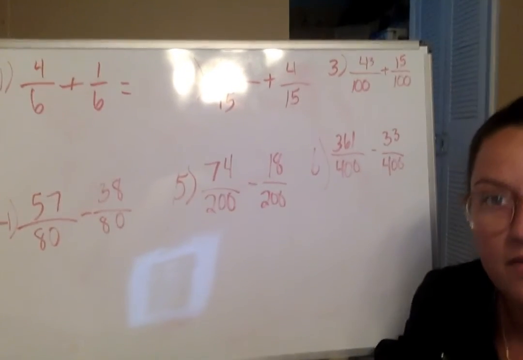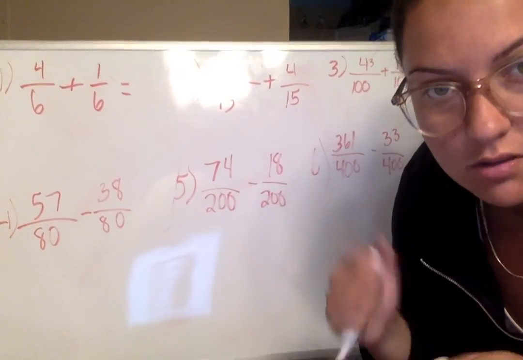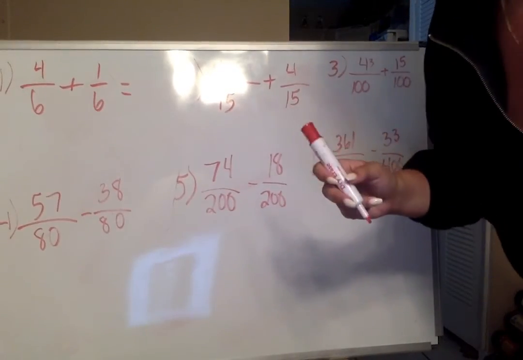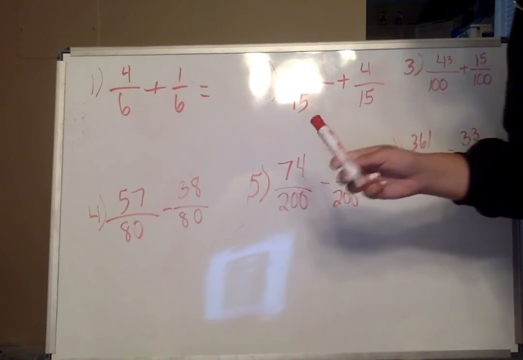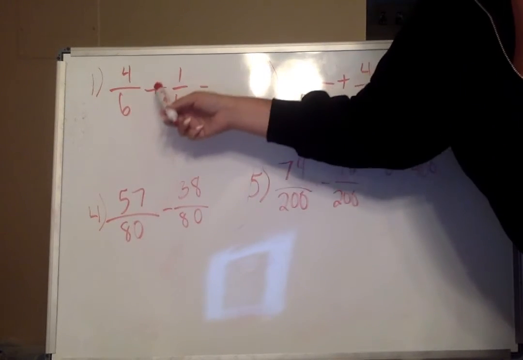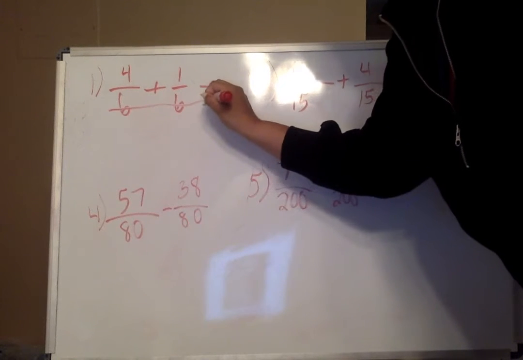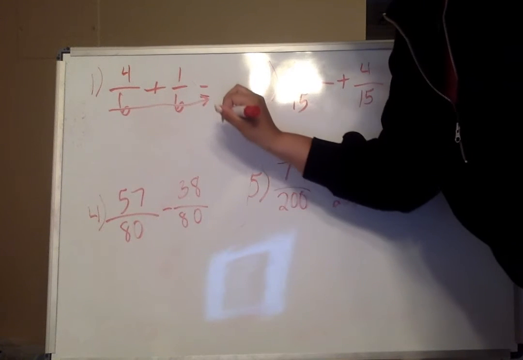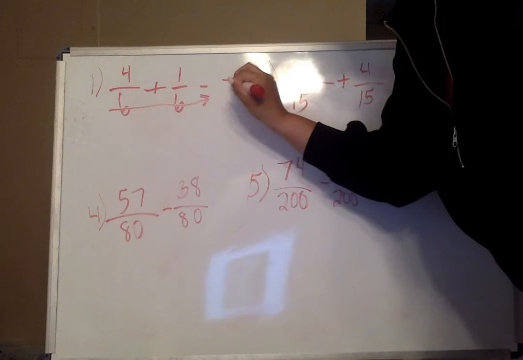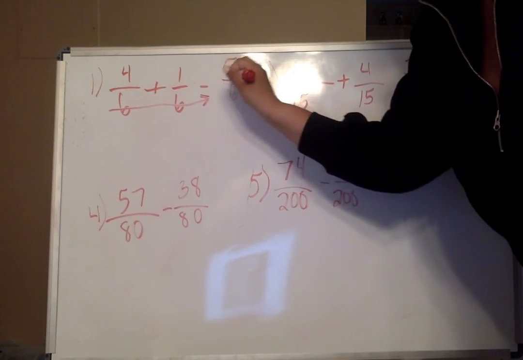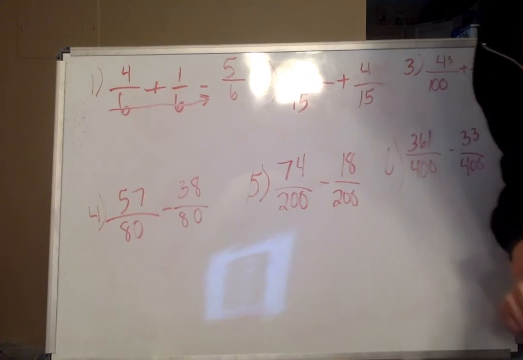Okay, so when that happens, that means we only have to do the math on the top part, or the numerator part of our fraction. So let's look at number 1. We have 4/6 plus 1/6. I'm going to use my trick and just move this over, so I'll end up with something sixths. 4 plus 1 is 5, so I ended up with 5/6 for number 1.